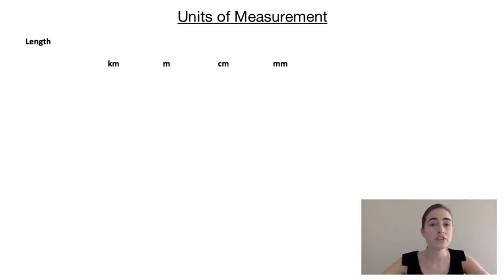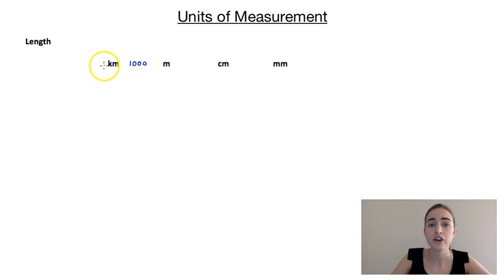The most common units we see with length would be kilometers, meters, centimeters, and millimeters. Now there are bigger and smaller units as well, and there will be for all of these things that we have a look at, but we're just going to focus on the most common ones for today. So we know that there are 1,000 meters in a kilometer, so I'm going to put 1,000 in between there.